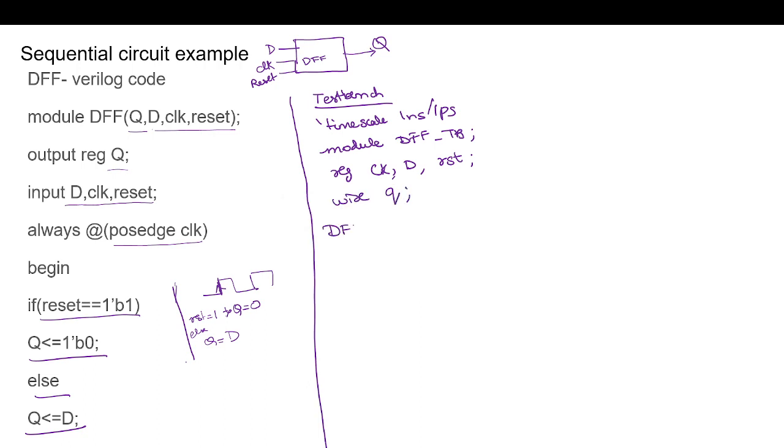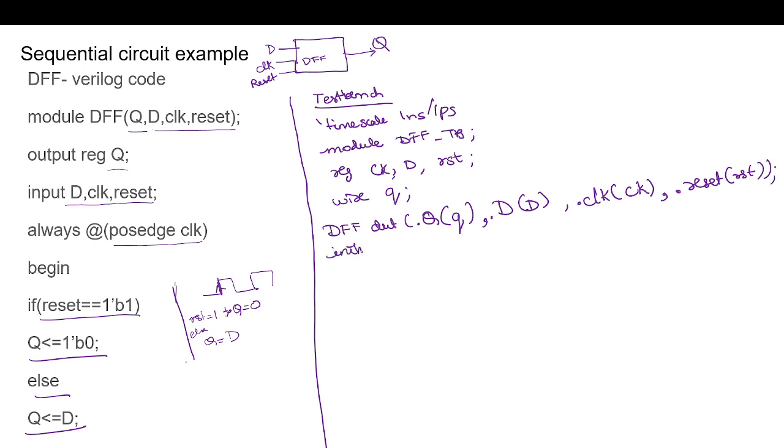Now I will instantiate. Verilog is a case sensitive language. So now first is q. Dot q is applied to this q. D is applied to D. And then clk is CK here. And reset is RST here.